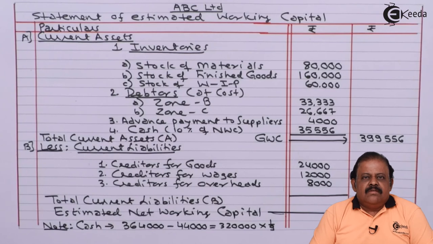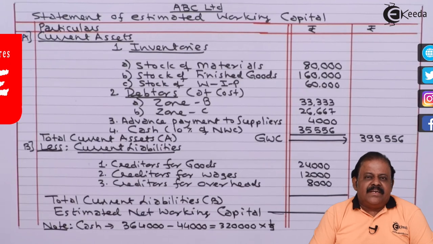In this question, we have learned how we can calculate net working capital when total cost is same, but we are charging three different prices to three different customers and accordingly differing amount of credit period, etc.